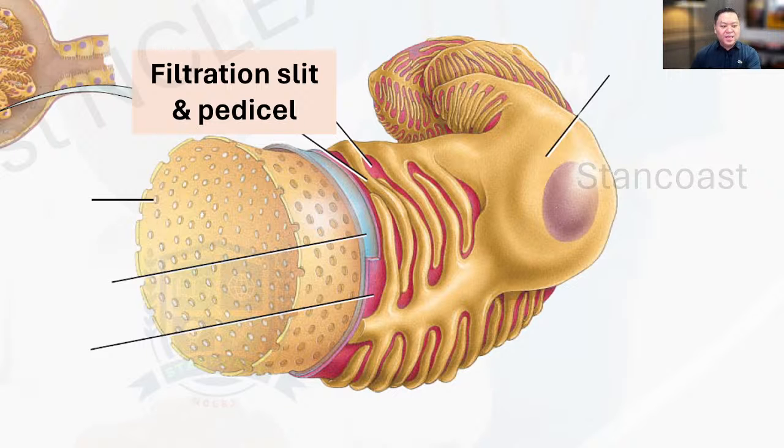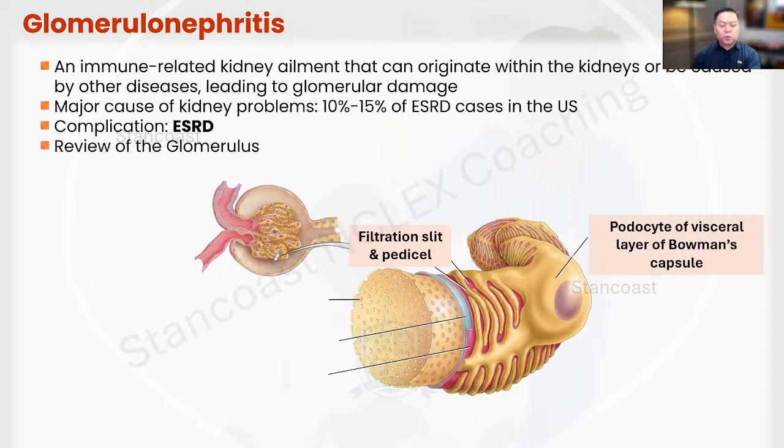All right. Now we're going to move on to the next structure, which is the podocytes. They play a role in maintaining the integrity and function of the kidney's filtration system, and they also form part of the filtration barrier in the glomerulus. So that is the role of our podocytes.